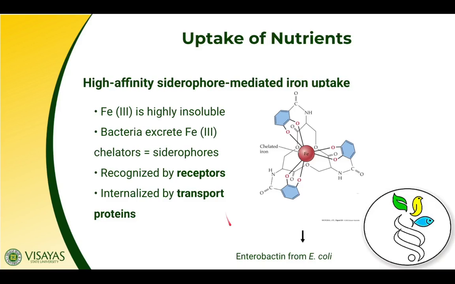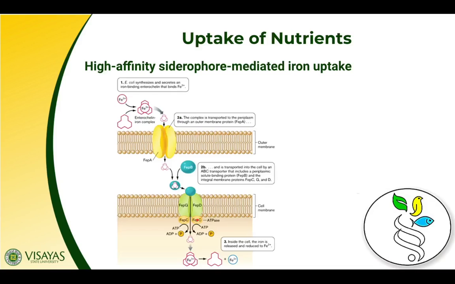So as the enterochelin-iron complex enters the periplasm, it will be transported into the cell by an ABC transporter that includes a periplasmic solute binding protein called FepB and the integral membrane proteins called FepC, which has ATPase activity, FepD and FepG. Okay, so if you notice here, this is all an ABC transport.